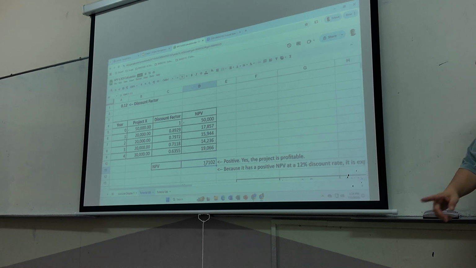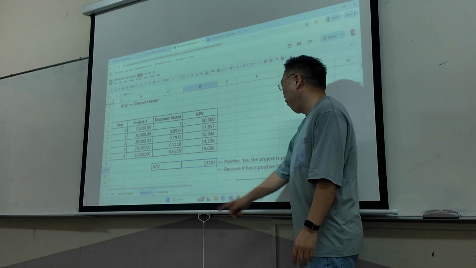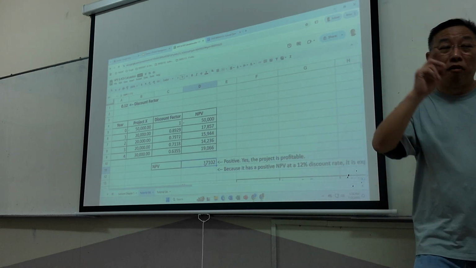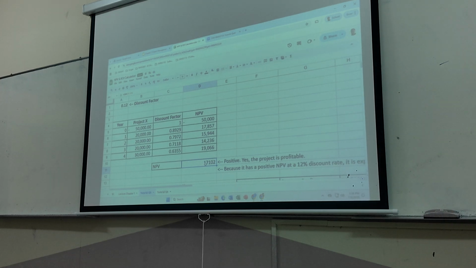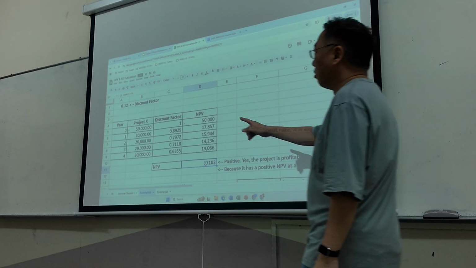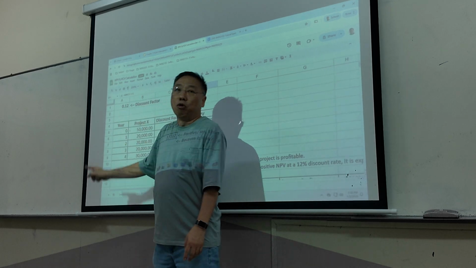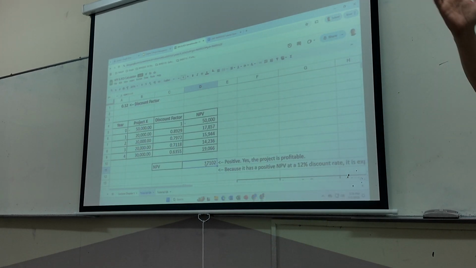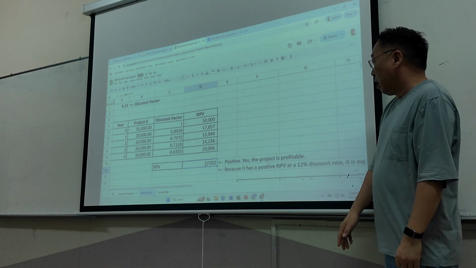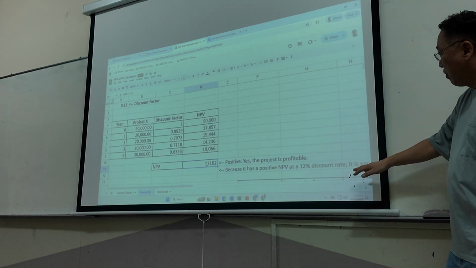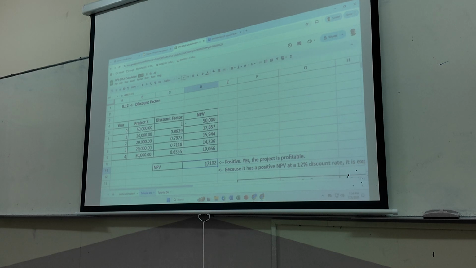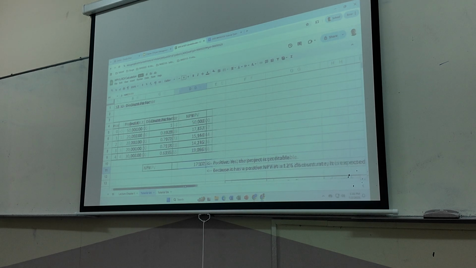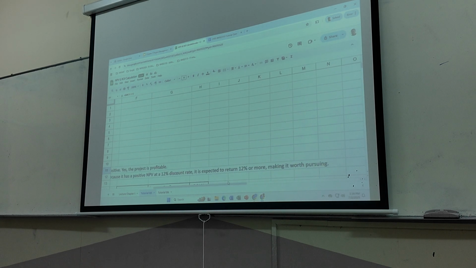But the good news is, because this number is positive, that means the project can be profitable, will be profitable. Profitable by how much? Well, 12% or more. We don't know exactly how much, but we know it's above 12%. 12% or more, not above 12%. So, because it has a positive NPV at 12% discount rate, this project is expected to return 12% or more, making it worth pursuing.